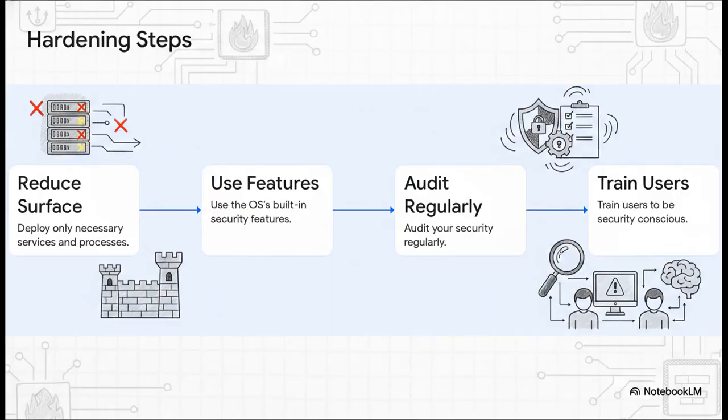But even though the interface has changed, the core principles of controlling access are exactly the same. So what are some of the key moves to harden a system? Well, first, you want to reduce the attack surface. Basically, if you don't need a program or service, turn it off. Second, use the tools the OS already gives you, like firewalls and security policies. Third, check your work. Audit your system regularly to find any weak spots. And finally, and this is a big one, remember that security is also a human issue. Training people to be security conscious is absolutely essential.